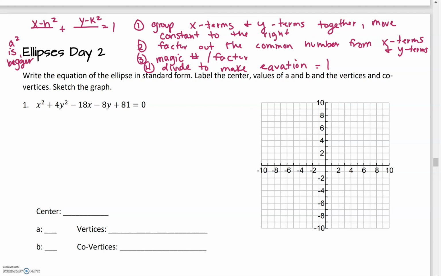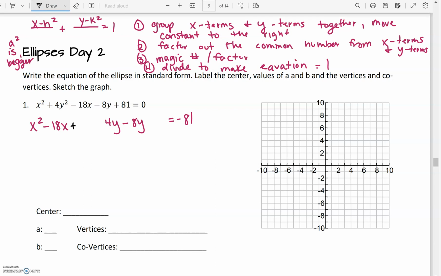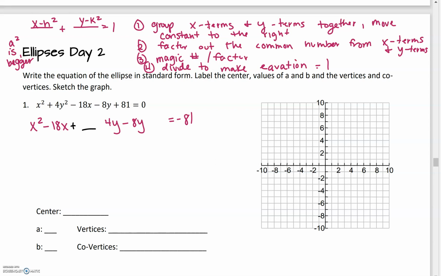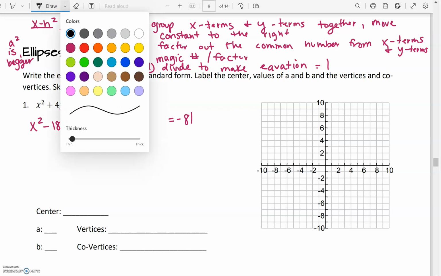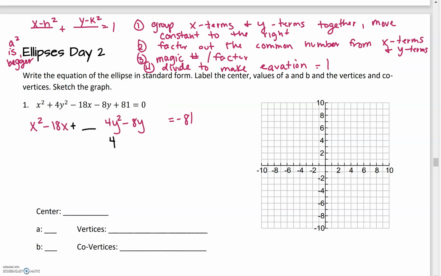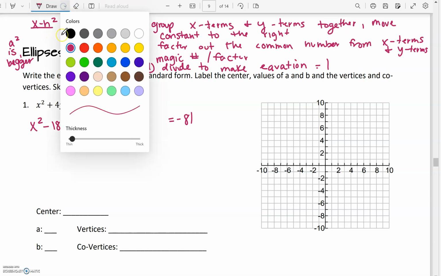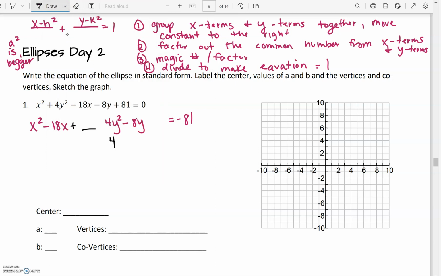Okay, so on this first example, we are going to put our x's together, put our y's together, and get that 81 to the other side. And then we are going to take out the 4 here. Oh, that's a squared. So factoring out, we have nothing we can factor out of the x's, but here we can take out a 4.